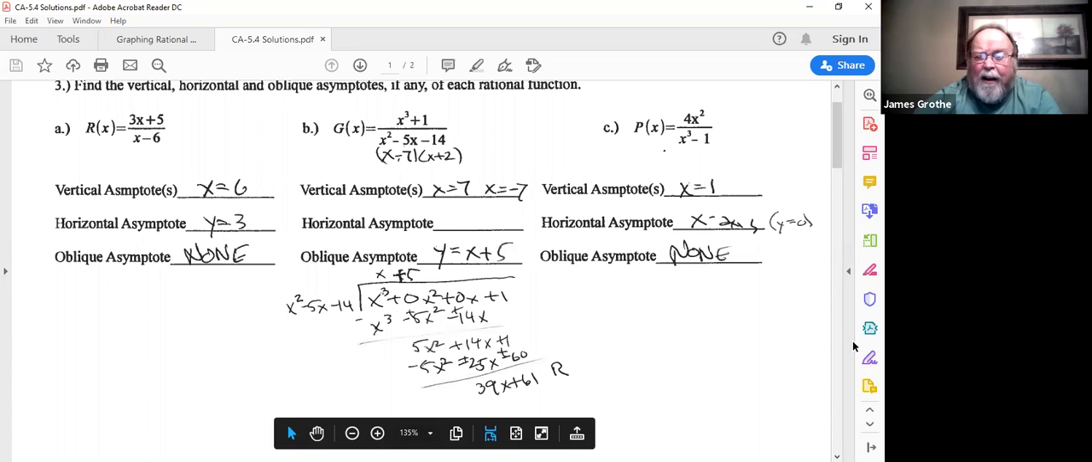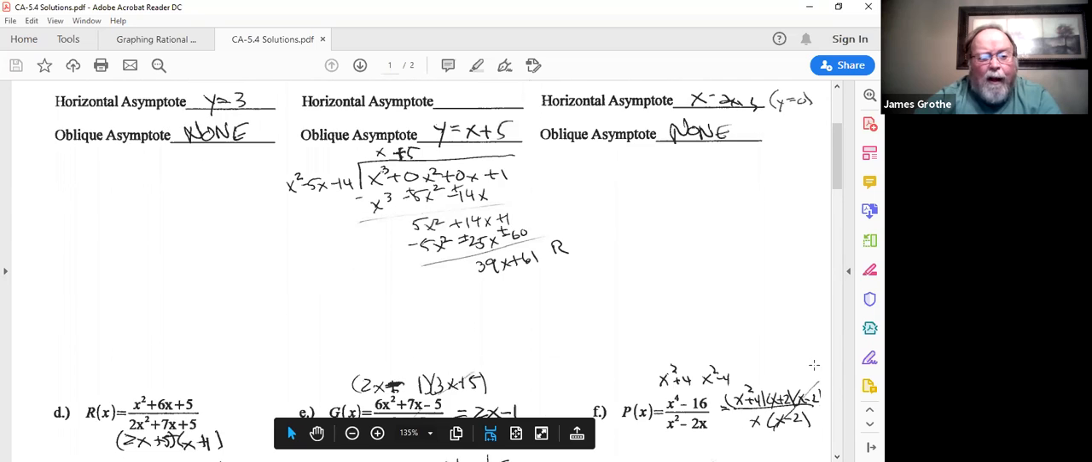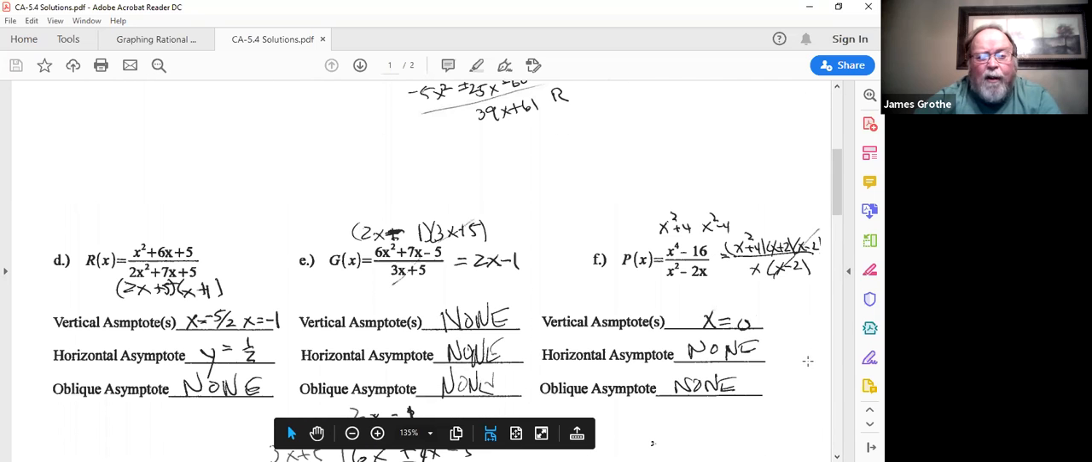Okay, hang in there. We're almost through. We're going on to letter D now. Down here, where we've got x squared plus 6x plus 5, and we're going to put that over 2x squared plus 7x plus 5. Notice they will both be factorable, but we don't have any common factors.